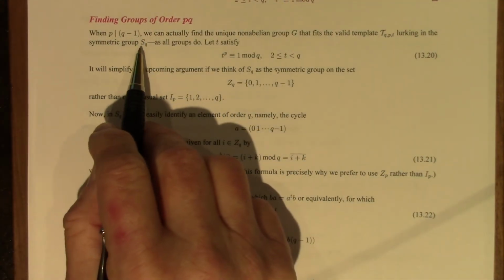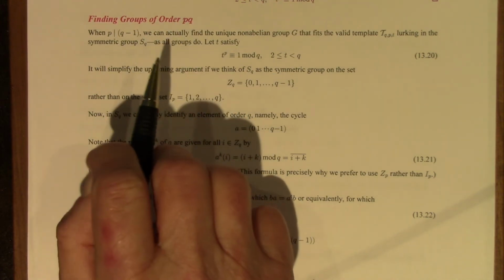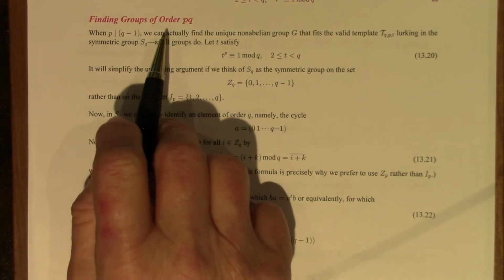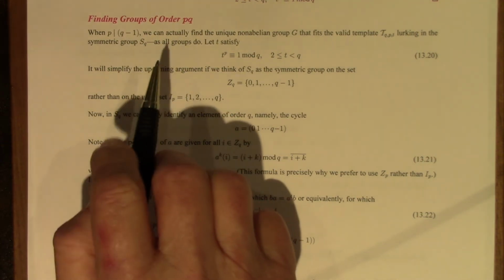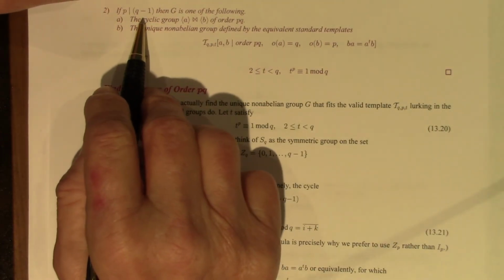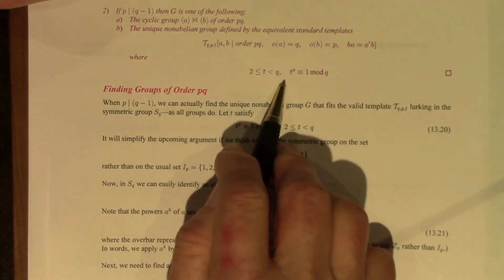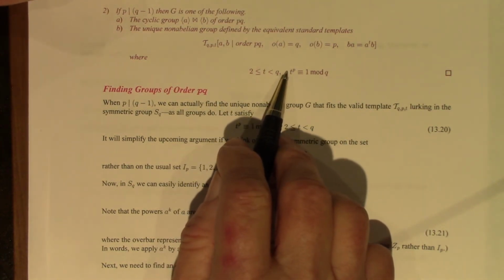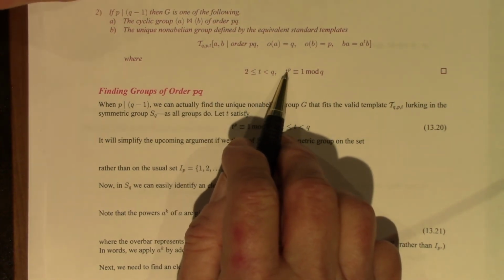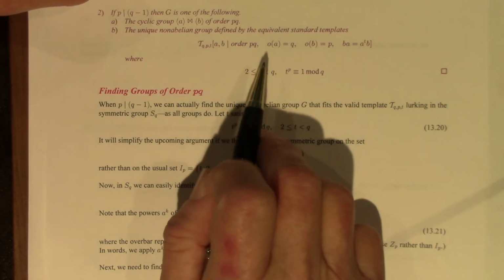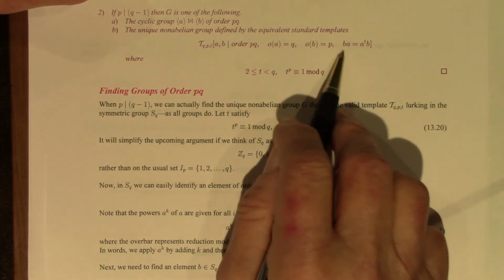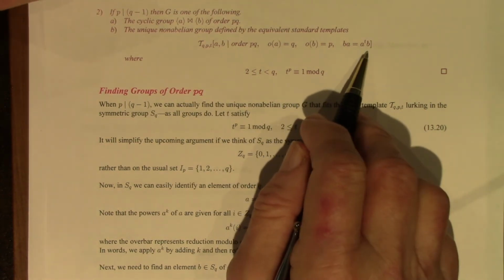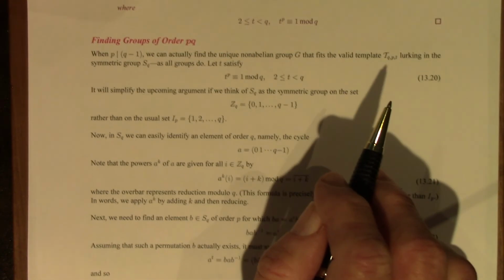We can do some more on this issue of groups of order PQ. We can actually find some of them and get a clearer description. When P divides Q minus 1, you might feel this isn't the greatest description of the non-abelian group. There's really nothing wrong with it. It gives you two generators, tells you their order, tells you how to multiply them together. So it's a complete description.